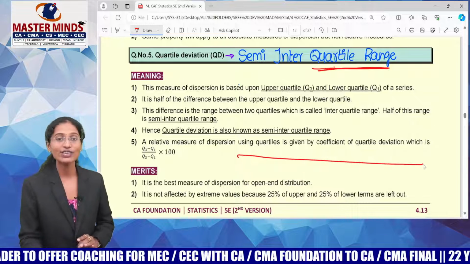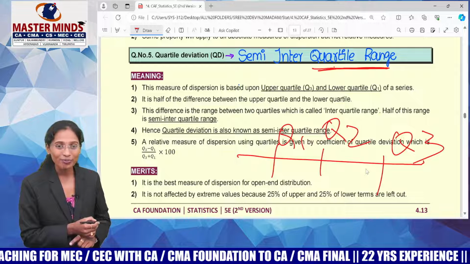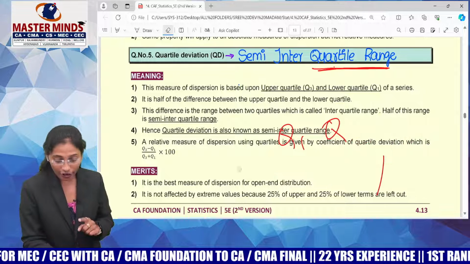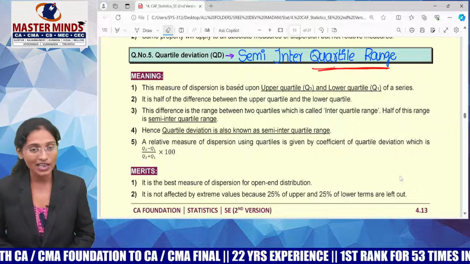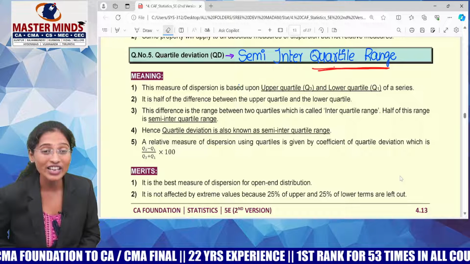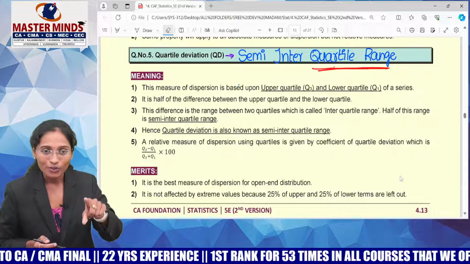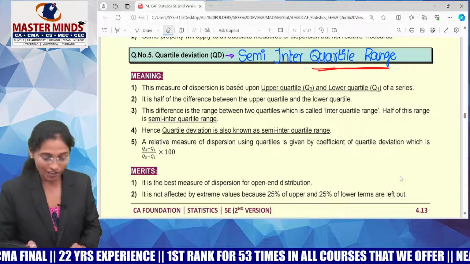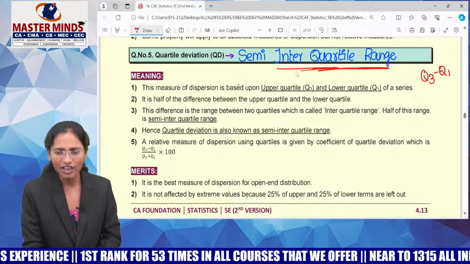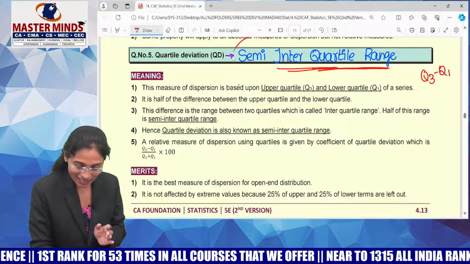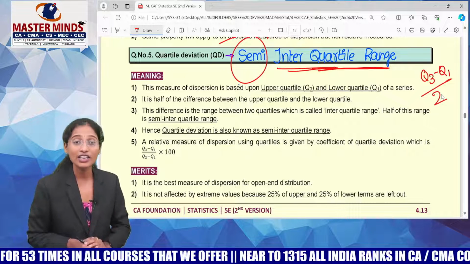Because the observations are arranged in ascending order, Q1 is the smallest value, Q2 is the middle value, and Q3 is the highest value. Now tell me guys, what is the meaning of range? Largest observation minus smallest observation. Which is the largest quartile? Q3. Which is the smallest quartile? Q1. Tell me the quartile range. Q3 minus Q1. So quartile range or interquartile range means the range within quartiles. What else is there? Semi. Semi means half. So this is called quartile deviation.